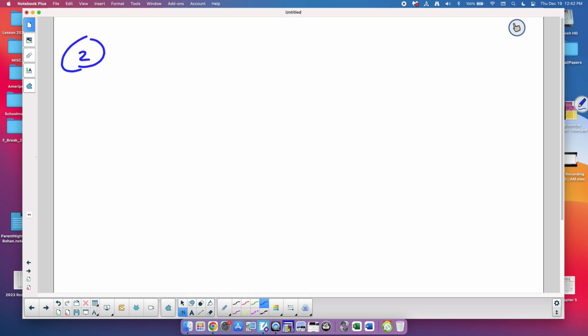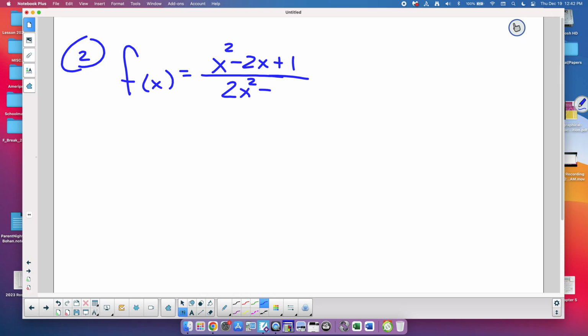equals x squared minus 2x plus 1, all over 2x squared minus 2.